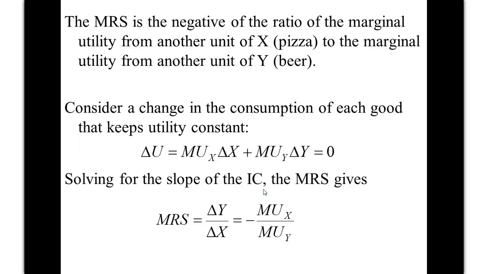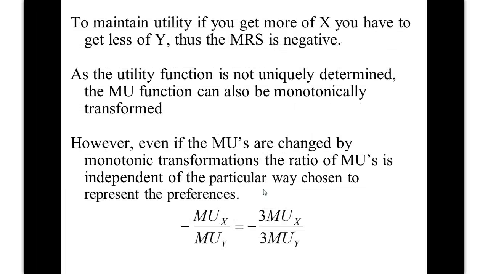That's just a second way of proving it. So to maintain utility, if you get more of one good, you must have to get less of the other. So thus the marginal rate of substitution is negative. And just like the utility functions, the slope of the indifference curve and the slope of the utility function are related.